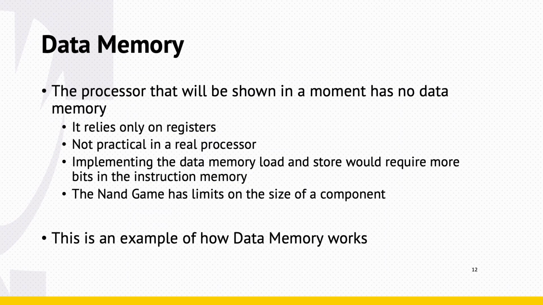So I want to make a note here. The processor that we're going to show at the end does not have any data memory. And you can do this if you have a simple program where you don't need much memory, right? The processor, the CPU, can rely exclusively on registers if you don't need long-term storage or a lot of storage. But this is not practical in a real processor, obviously, because our register file only has 3 usable registers because one of the 4 registers is always 0. So we only have 3 usable registers. So that's not very much storage.